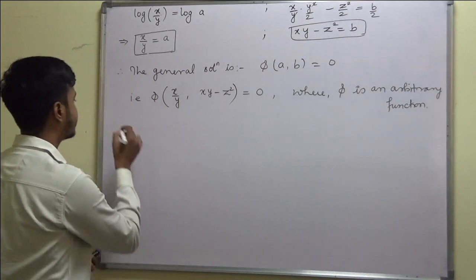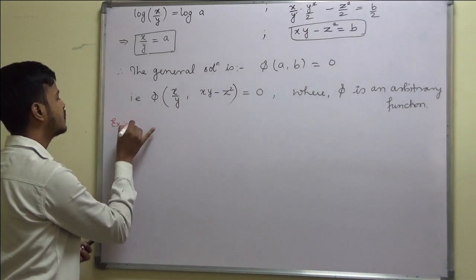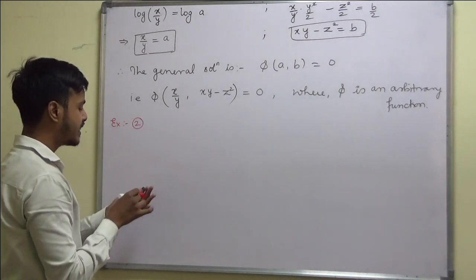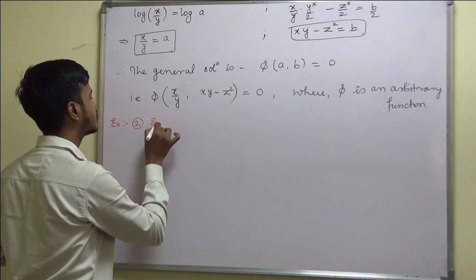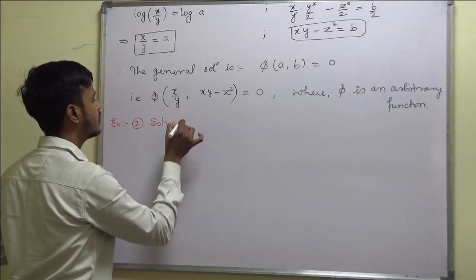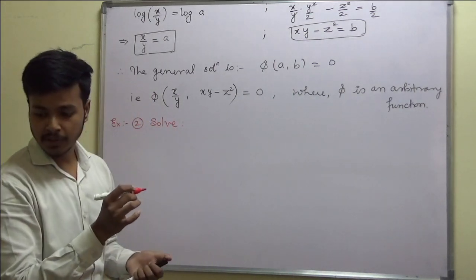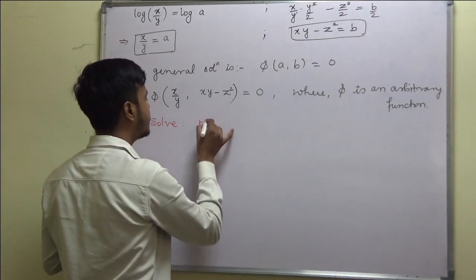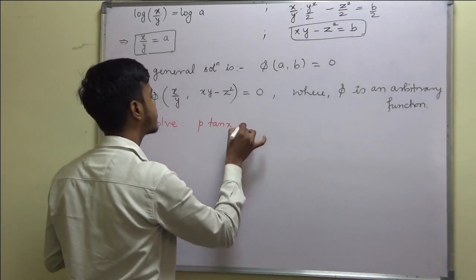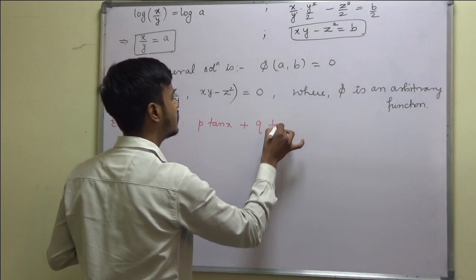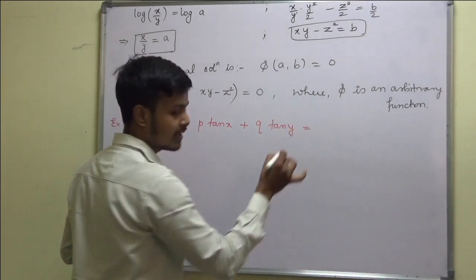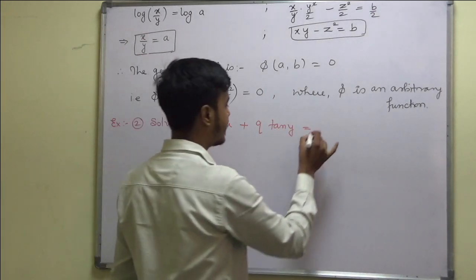So let us take example number 2. Example number 2 says solve: what is the problem? Px plus Qy is equal to Rz.